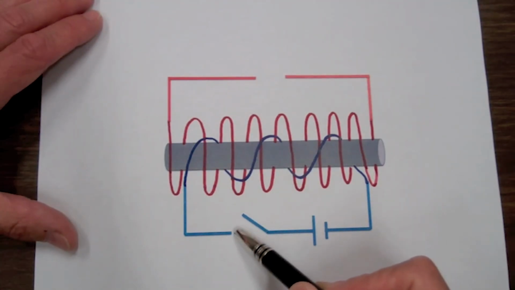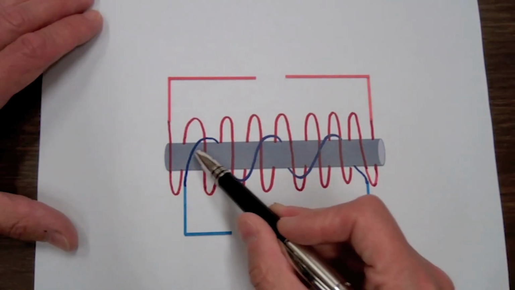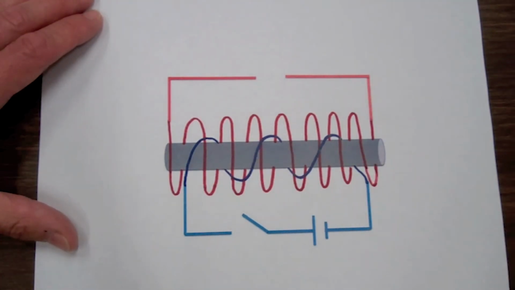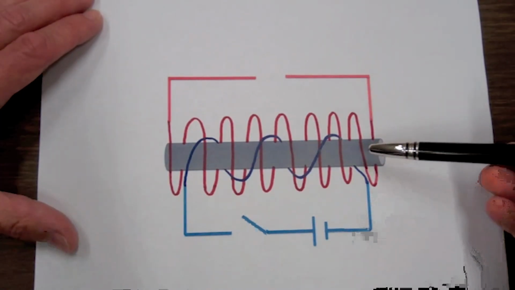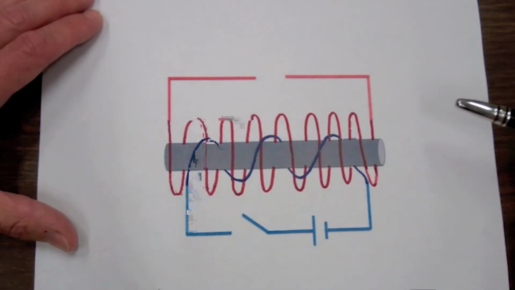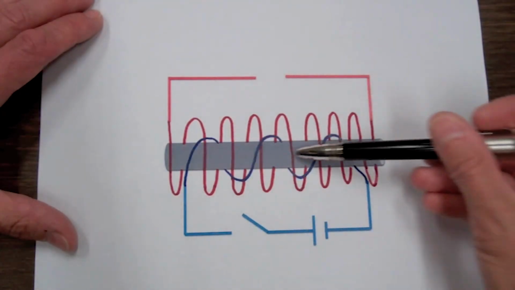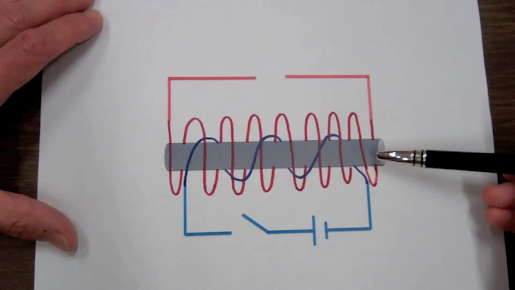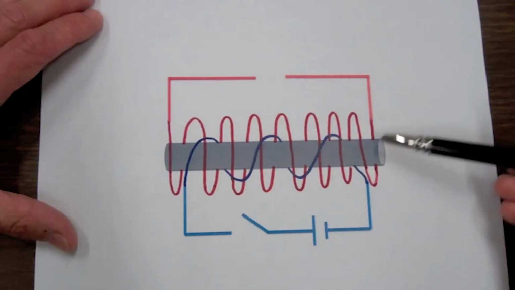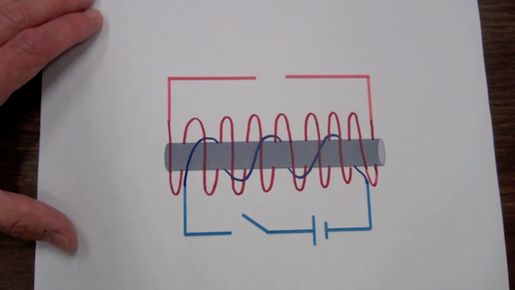So when we close the switch, we get a current flowing through the primary, causing a large magnetic flux density field inside the primary. When we open the switch, the current stops and we get an abrupt collapse of the magnetic flux density field inside the primary. So we have this very large change in magnetic flux with respect to time inside the primary, but it's also inside the secondary because the secondary is wound around the primary.